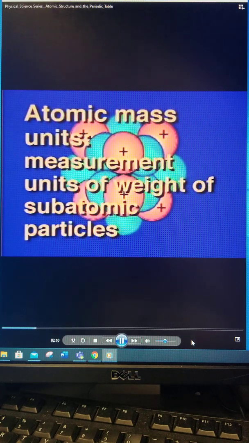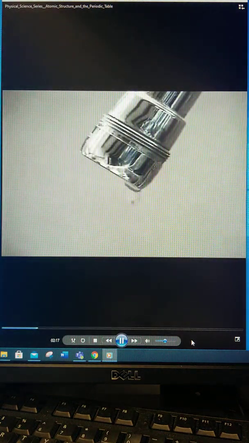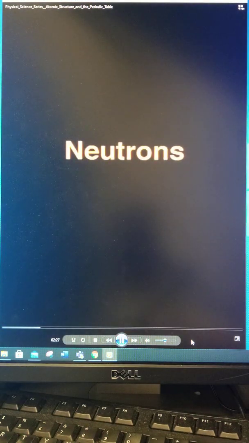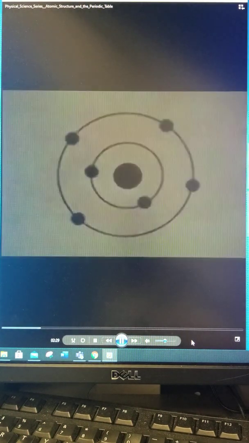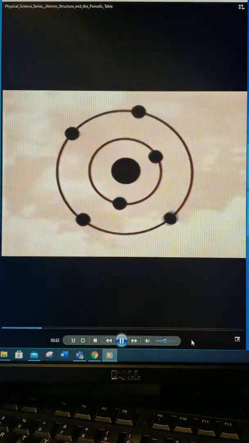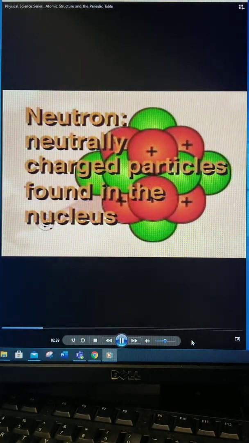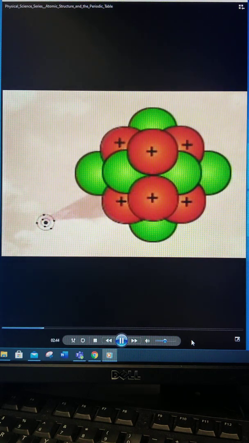The weight of subatomic particles is measured in units called atomic mass units. A proton weighs 1 atomic mass unit. There are millions and millions of protons in a single drop of water. The other subatomic particles located in the nucleus are neutrons. A neutron is a neutrally charged particle. They do not have a charge. Neutrons also have an atomic mass of about 1 atomic mass unit.